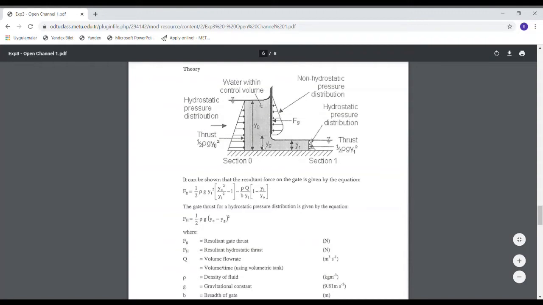We have Y0, we have YG, and we have Y1 again. And just below this image, we are provided a formula for Fg. It is a very long formula, but I will explain what these notations are. And below this Fg formula, we are given another formula for Fh, which is the gate thrust for a hydrostatic pressure distribution. Again, we have some notations here.